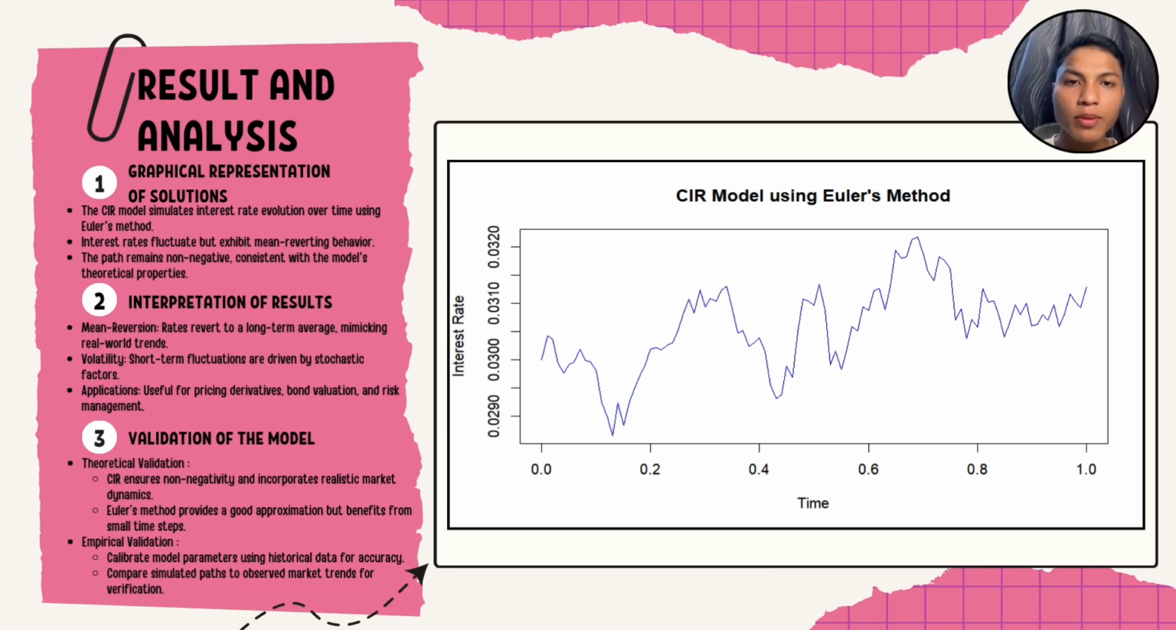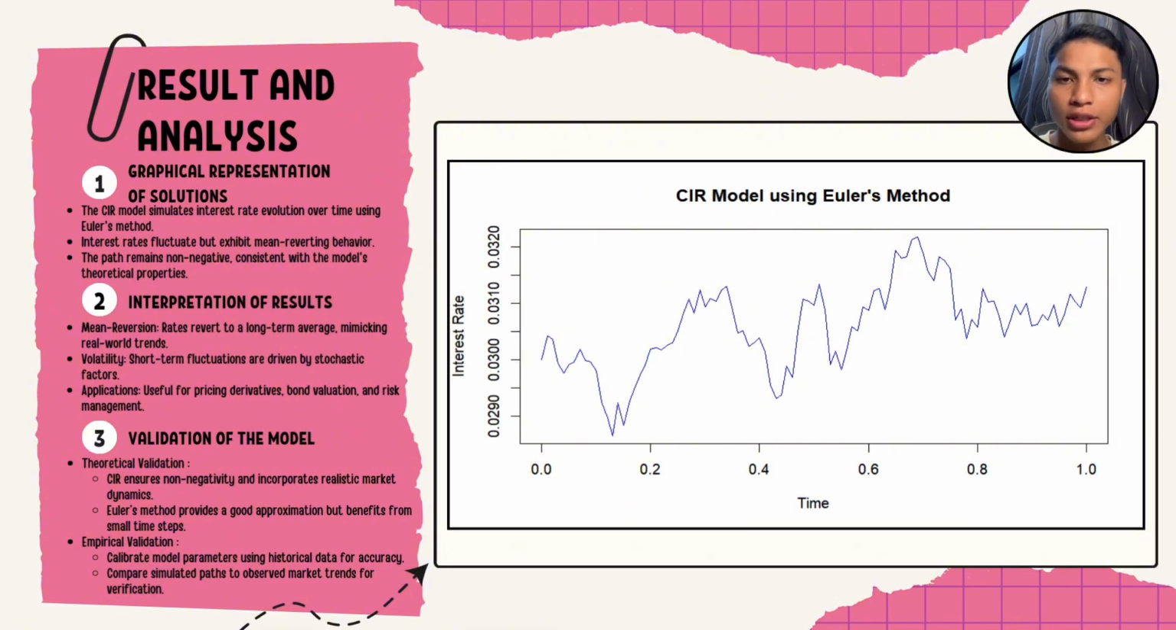This model can be applied to pricing interest rate derivatives, bond pricing, and risk management in finance. The simulated paths are useful for Monte Carlo methods in financial modeling, where multiple trajectories are averaged to estimate prices or probabilities. And the last aspect is validation of the model.